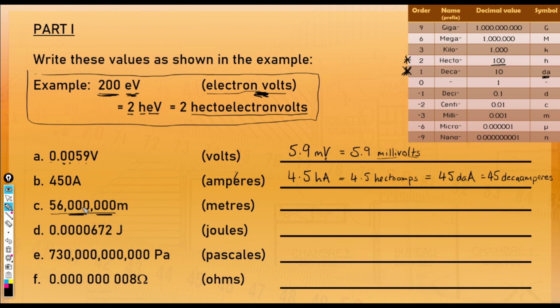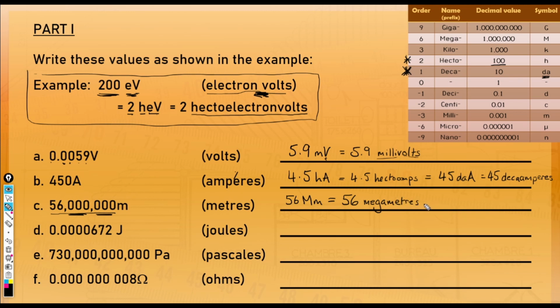So 56 million meters. We can see there is a 1 million up there. So 1 million meters would be 1 megameter. And that means 56 million meters is going to be 56 megameters. And there we have to use a capital M for mega because that's the order that we are using, not milli this time. So this is 56 megameters.